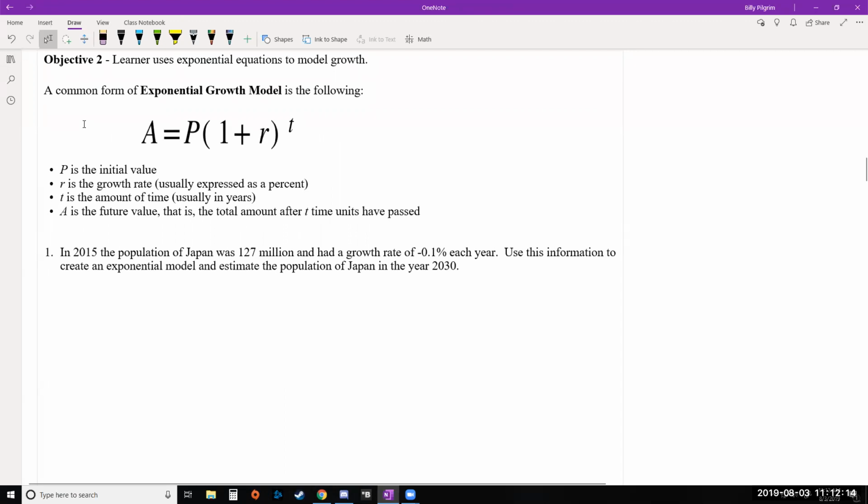Just make sure when you plug it in, you convert it to a decimal first. T is the amount of time, often given in years. And A is the future value. That is the total amount of whatever you're measuring after t time units have passed.